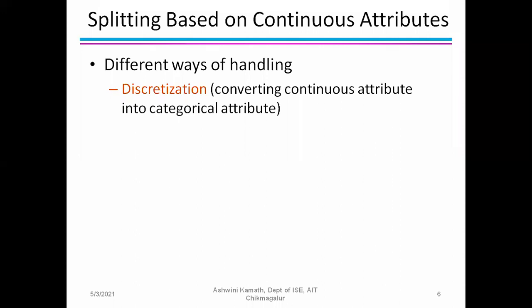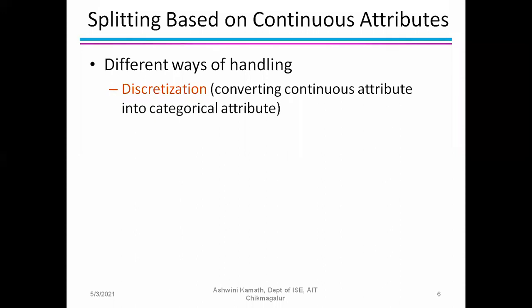So discretization is converting continuous attributes into categorical attributes. I told you about the categorical attribute. Categorical attribute means a finite number of groups, a finite number of attribute values, will be there. For example, yes and no, or marital status: single, divorced, and married. So 3 values we have. I hope you're getting that discretization is converting continuous attributes into categorical attributes.